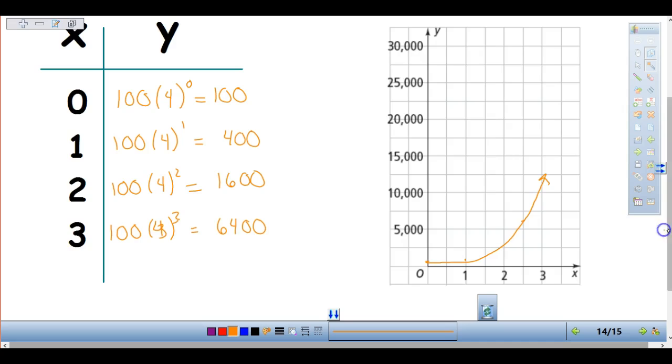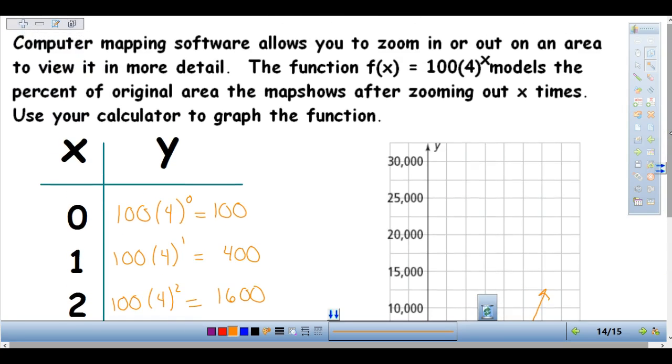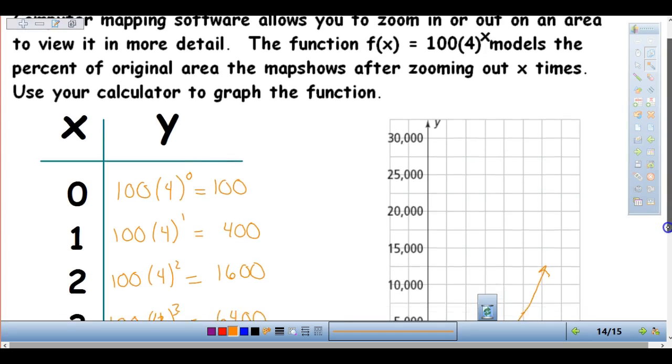Okay, now I do have a question. Why don't I have negatives on here? All the other ones we always use negative numbers. Well, again, this is mapping software. They're not going to get any smaller than what you have. You're going to start with that image at 100%, and so we don't have to worry about the negatives there.